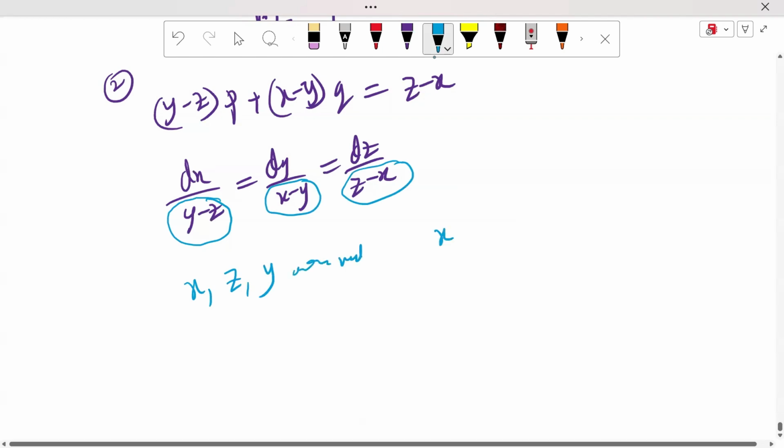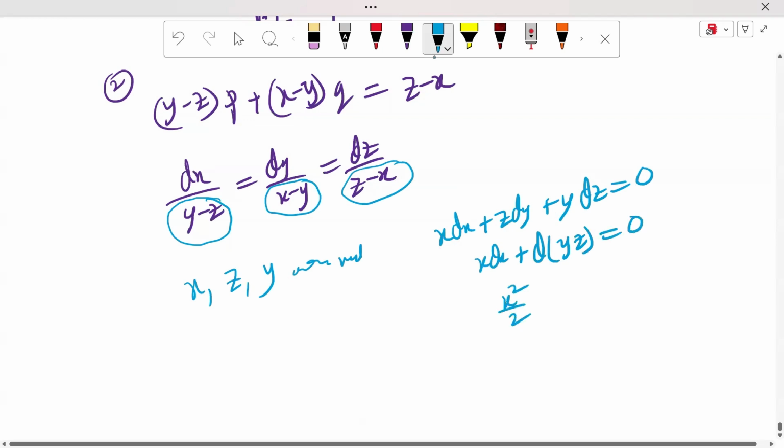Suppose x dx plus z dy plus y dz is equal to 0. So it is x dx plus d of yz is equal to 0. Integrating on both sides, x square by 2 plus yz is equal to c1, which is the required first solution.